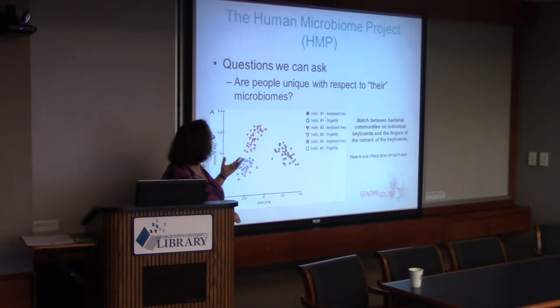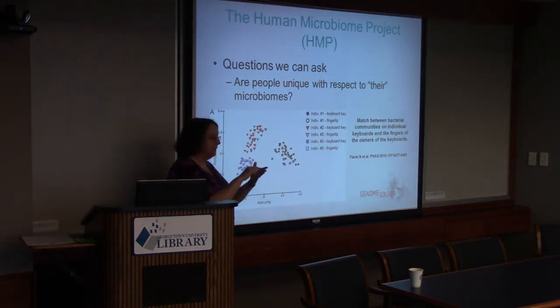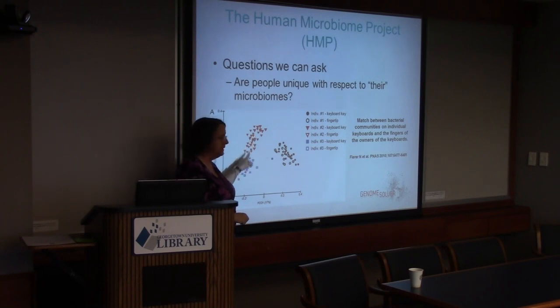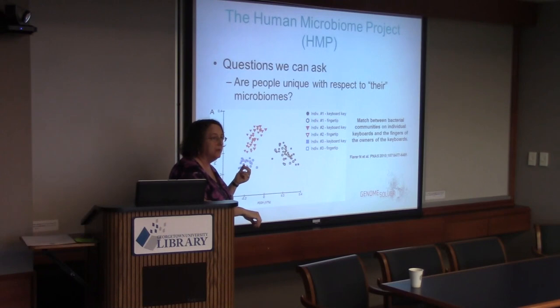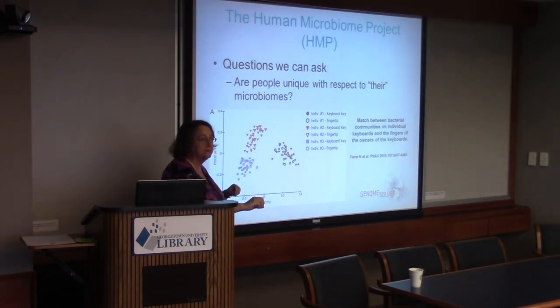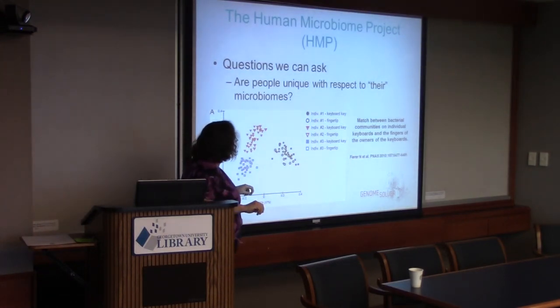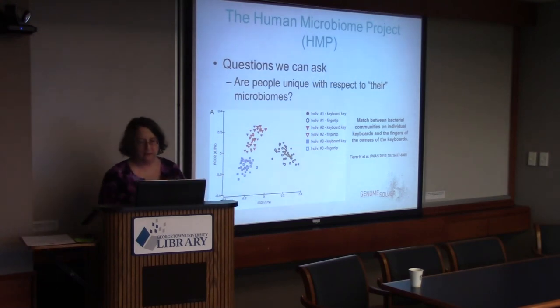So some of the questions we can ask, are people unique with respect to their microbiomes? This was a study done a couple of years ago where swabs of fingertips were matched with people's keyboards. So this is one person, this is another, this is another. So what that says is that, at least in a snapshot, we have a microbial fingerprint that can be used to identify us. Whether this persists over time is not completely clear yet, but people are investigating that question.